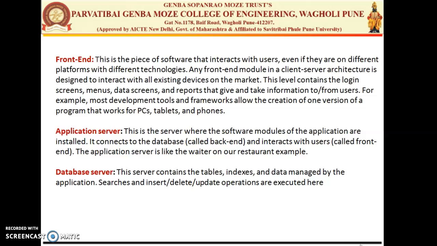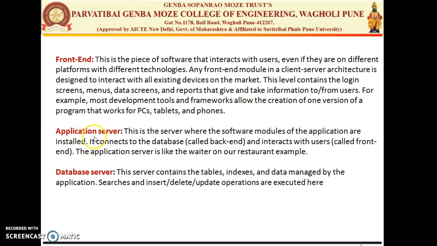This level contains the logic screens, the menus. If you go for a website, that is also one interaction application for the user. The reports are there, menus are there, data screens are there, a number of applications are there which interact with the user to take the request, or we can interact through our PCs, mobiles, Android phones, smartphones. Okay. So these are the things through which the user interacts with the system through the front end.